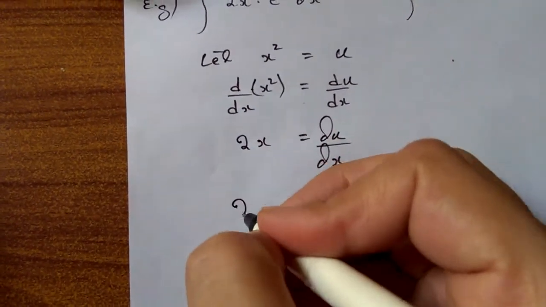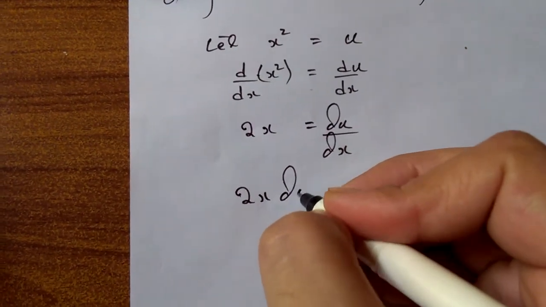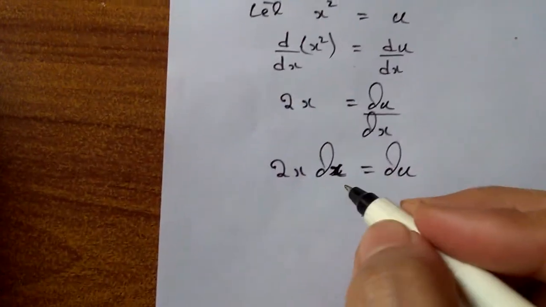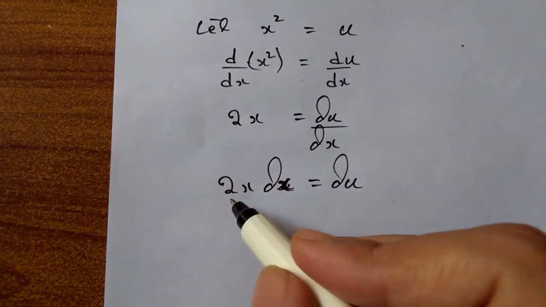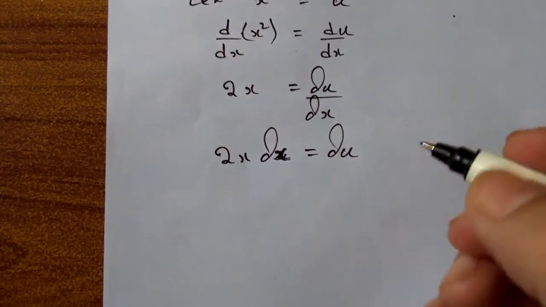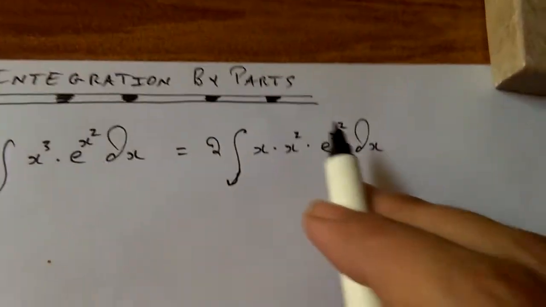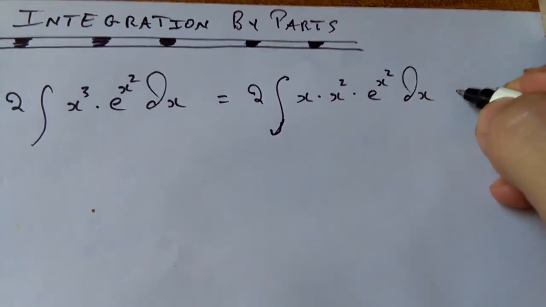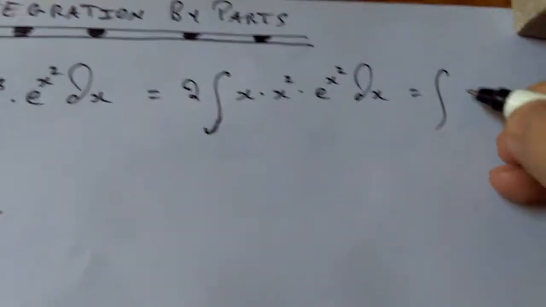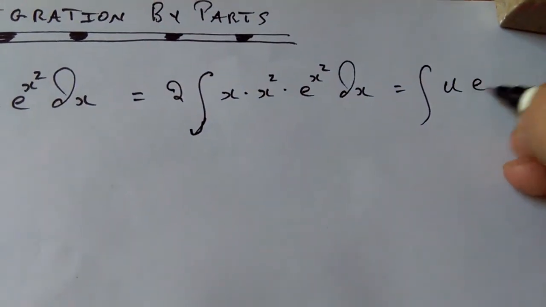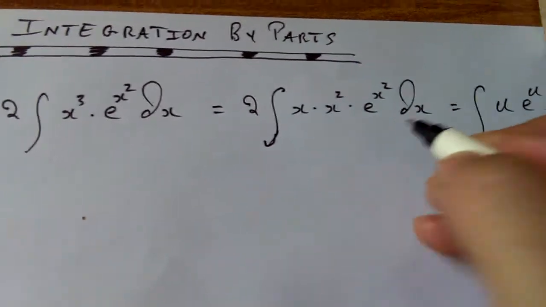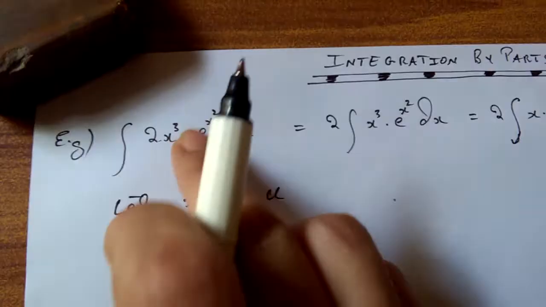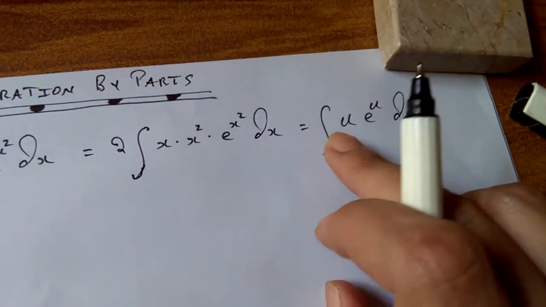This dx will go over there. So 2x dx equals du. I hope you understand that. Alright, so it means that this thing can be written like this: 2x dx will be replaced by du, and in place of x squared, just write u, so we have e to the power u, and 2x dx will be replaced by my du. Now this integrand, which was this, has been simplified in this form.